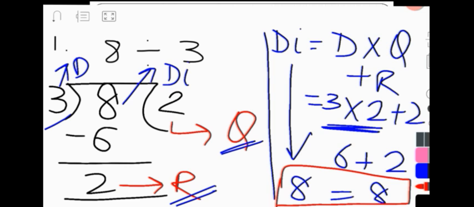Keep in mind that we always have to multiply the divisor and the quotient first. Don't do it the other way around. Don't add quotient and remainder first. Always multiply the divisor and quotient, and only then add the remainder. Now let us move to another question.